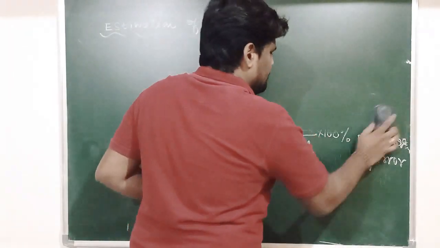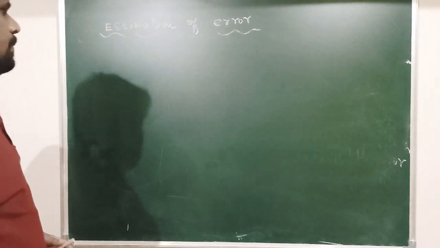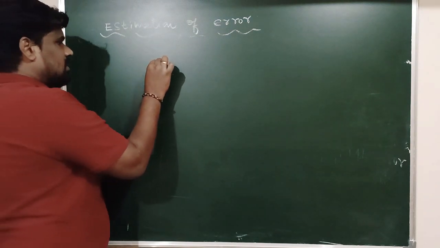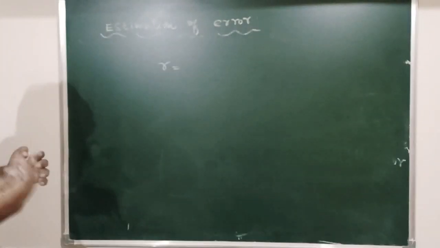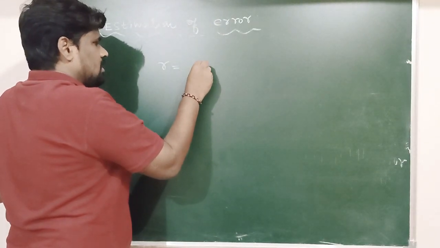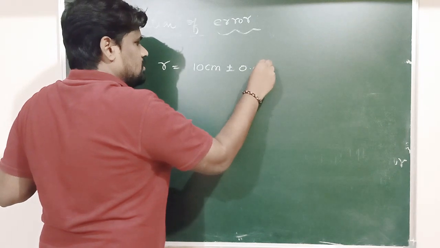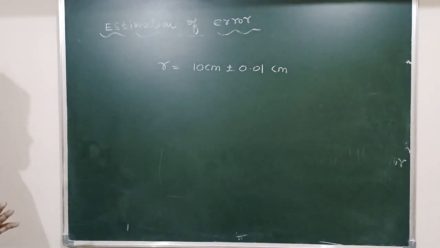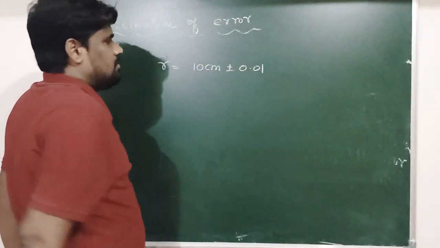Let me take one simple example here. Say the radius of a sphere is measured with the help of some measuring instrument, and the answer is found to be r equals 10 centimeter plus or minus 0.01 centimeter. That is the radius of the given sphere.